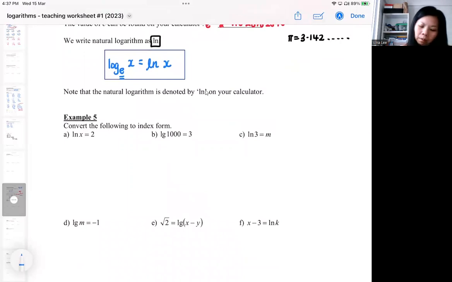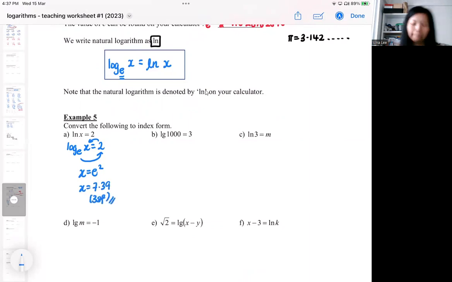For example, LNX is 2. Ln represents base E, so when you do the conversion, you will get E squared. And in fact, what exactly is E squared? You can punch your calculator. You press shift, then the Ln button to activate the EX function, with a square. You can give it a try to see whether your pressing is correct or not. And this LG, when there's no base indicated, means it's base 10.